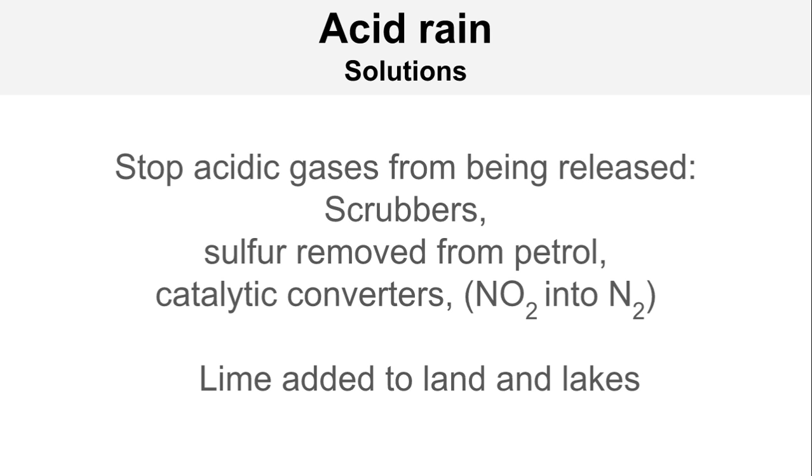Another way is removing sulfur from petrol, and this is happening in the developed countries. Catalytic converters also. We said earlier that catalytic converters convert carbon monoxide into carbon dioxide. At the same time, they convert nitrogen dioxide, which is an acidic gas, into nitrogen, which is a non-reactive gas and is present in air. And to lower the effect of acid rain, we spread lime, and lime is added to land and lakes and neutralizes them.